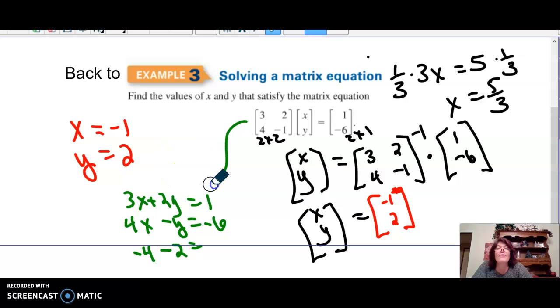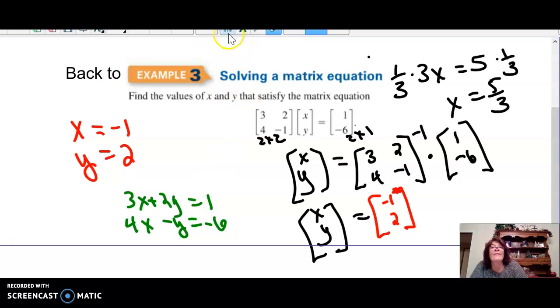Now, we've solved systems of equations. I know that. You did that whole RREF, reduced row echelon form worksheet for me. So you could have solved this that way as well. I get that, and I don't care which way you do it. You would have made this 3, 2, 1, 4, negative 1, negative 6. You would have made this equation a 2 by 3.